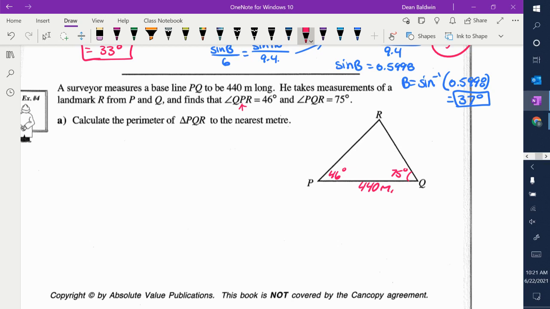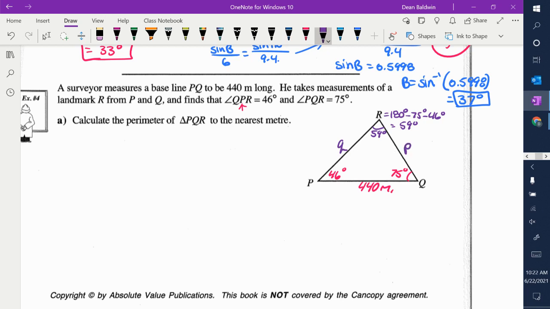What do all the angles in the triangle add up to? 180. So R is going to be 180 minus 75 minus 46, which is 59. So that's 59 degrees. They want to know the perimeter of this triangle. What's the perimeter? What does that mean? Yeah, all the way around. All right, so I need to find side Q and side P.